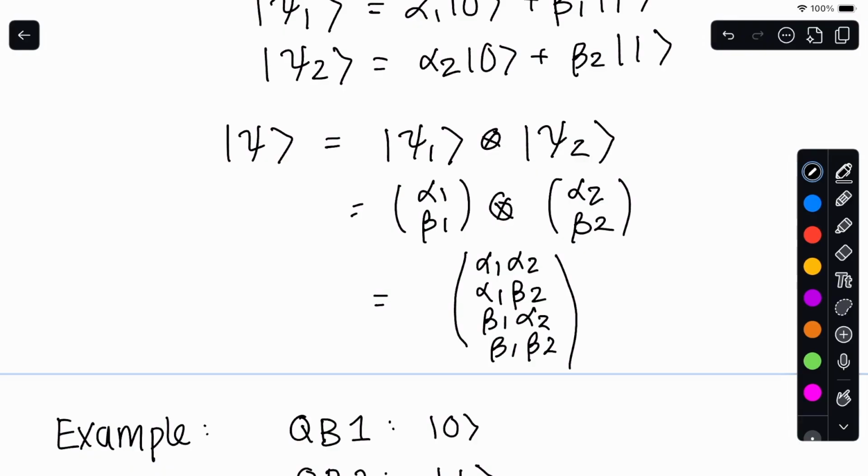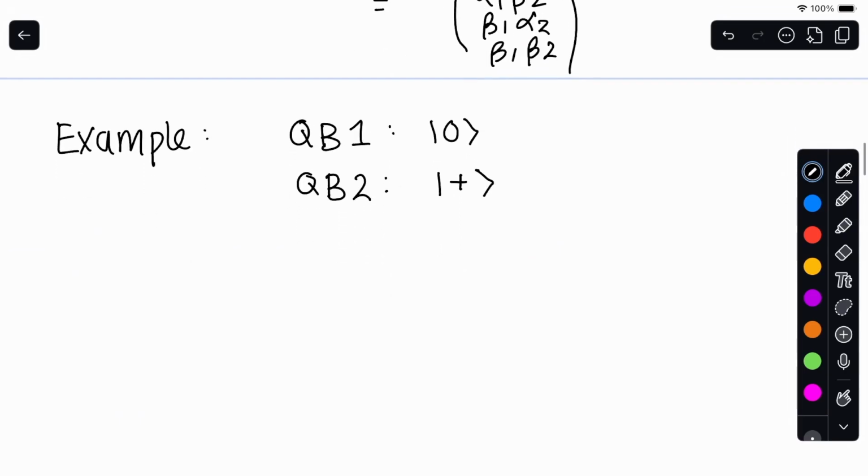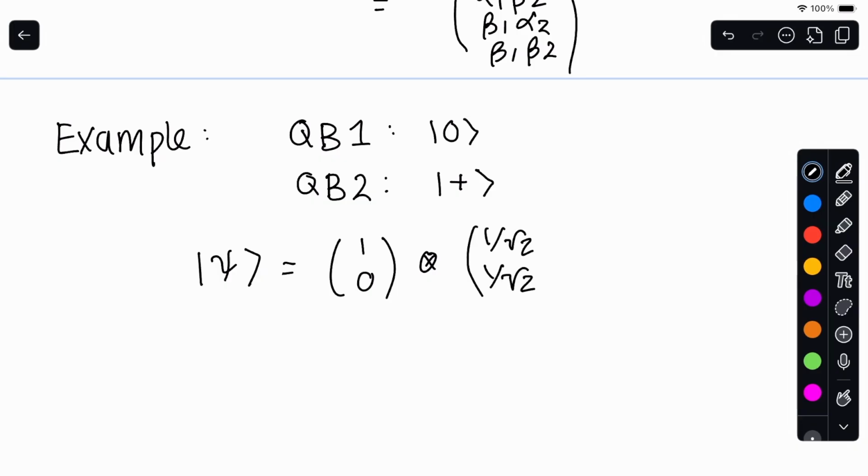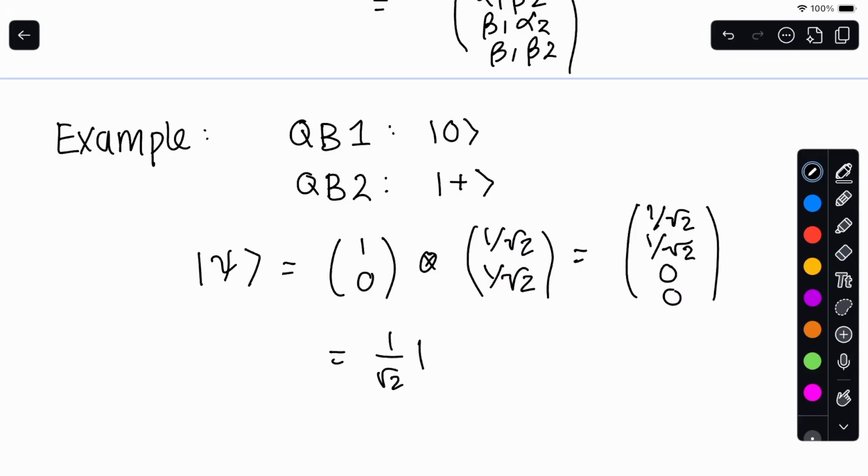We can do a quick example. So if qubit 1 was in the 0 state and qubit 2 was in the plus state, we would have the following: (1, 0) tensored with (1 over root 2, 1 over root 2). And this would give us (1 over root 2, 1 over root 2, 0, 0). And we could also write this down as 1 over root 2 |00> plus 1 over root 2 |01>.